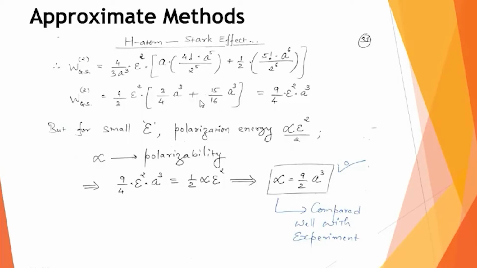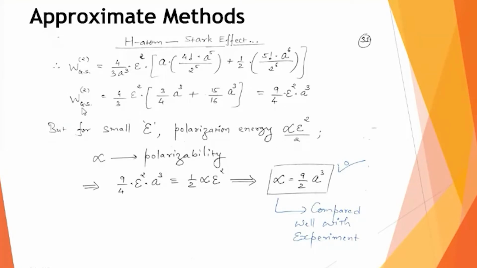Otherwise, whatever theory we have developed is not applicable. Your perturbation, the outside agency, should be small. So obviously, in our case also, this applied electric field is small. And if it is small, then this polarization energy can be written as half alpha E square.